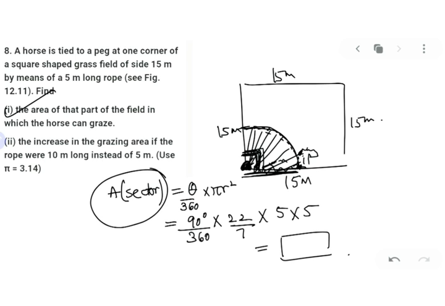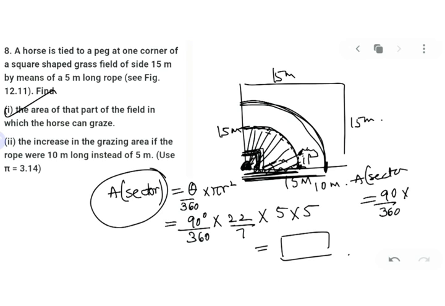Next is: find the increase in grazing area if the rope were 10 meter long instead of 5. So what will be the area if I increase the rope to 10 now? There will be an increase in this area. So I will now find the sector area by using radius as 10 meter. Again you go for sector area, but this time you will use 90 upon 360 into 22 upon 7 into 10 into 10. Why? Because I have changed the radius.